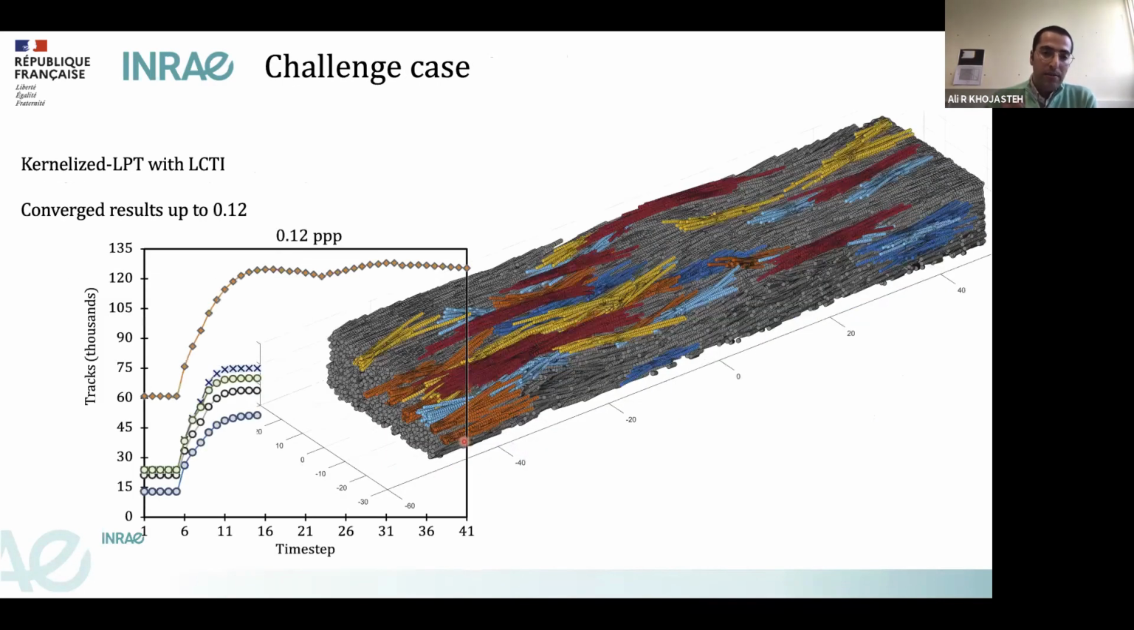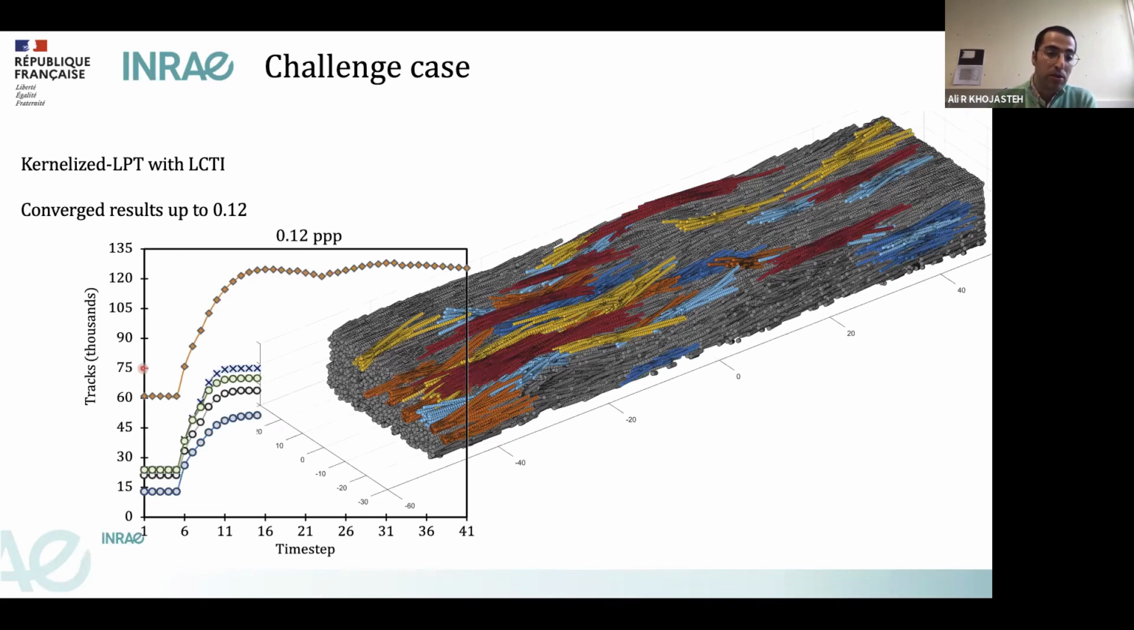Well, in the challenge case, first I would like to address this plot. This is for density 0.12. By increasing the number of initialized tracks, this is the convergence plot of the trajectories at different time steps. If you have, let's say, 15,000 tracks at the beginning, your convergence would lead to 50,000 tracks. But if you start with 60,000 initialized tracks, you can get convergence after, let's say, 10 time steps, and then you can get quite good amounts of trajectories.